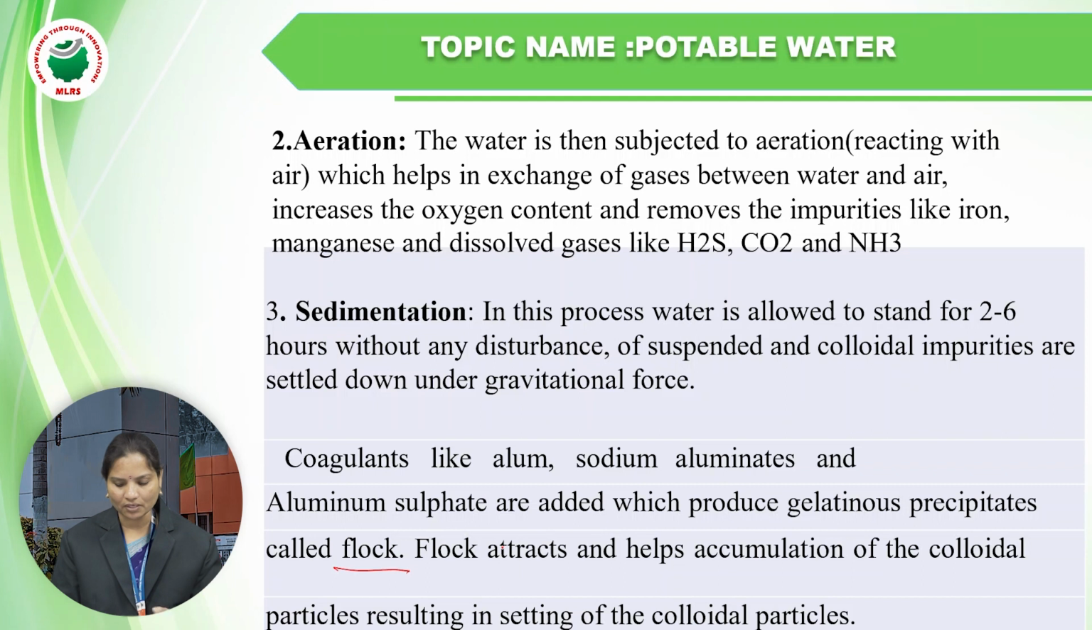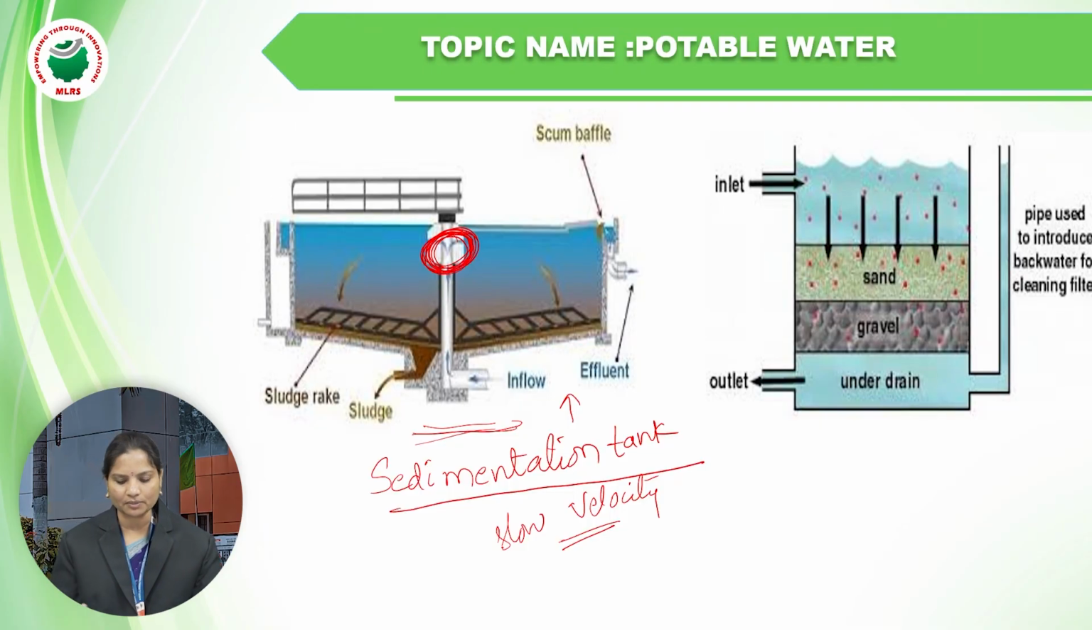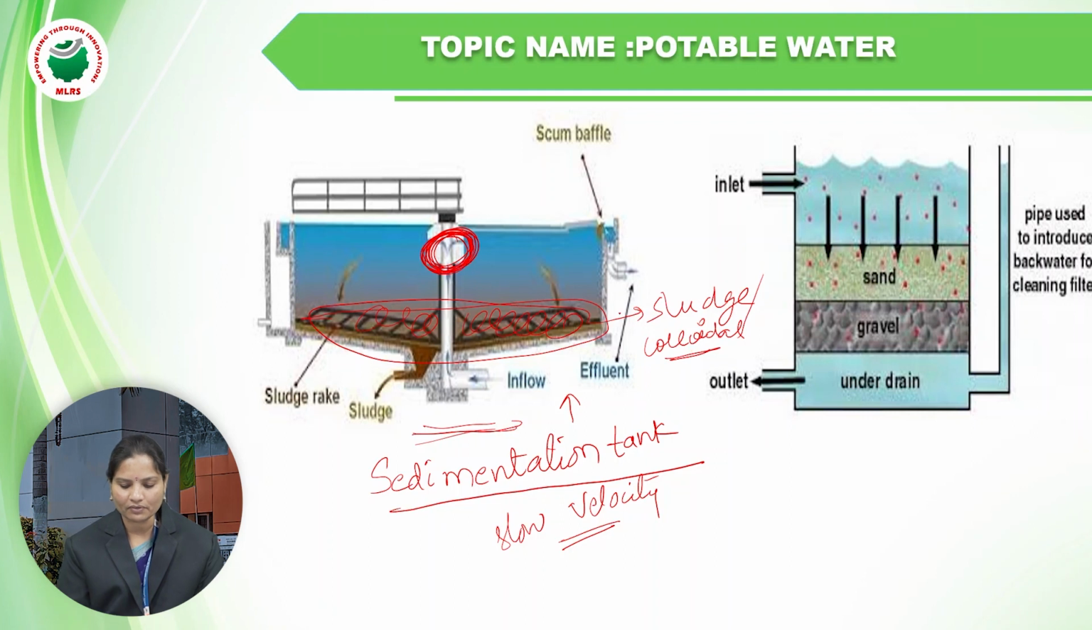Then the accumulation of these colloidal particles results in their settling in the sedimentation tank at the bottom. These white precipitates, or colloidal particles, are nothing but sludge particles. These types of particles are eliminated by our sedimentation process.